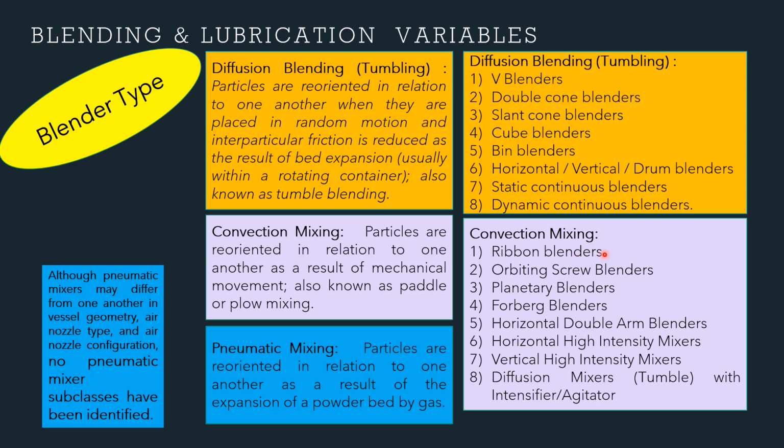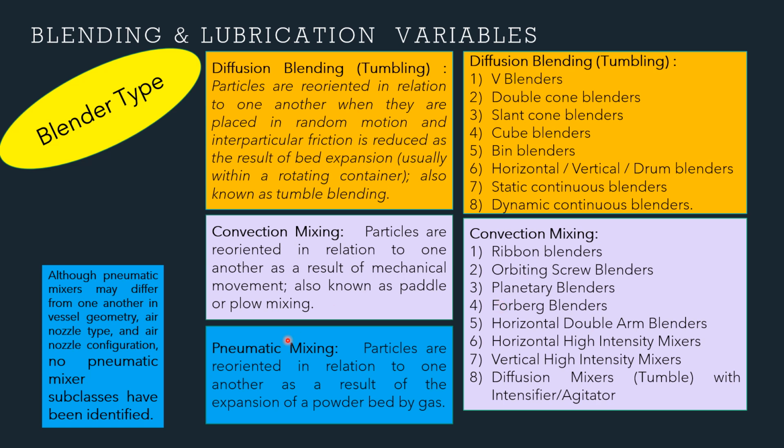Examples are ribbon blender, orbiting screw blender, planetary blender, forberg blender, horizontal double arm blenders, horizontal high intensity mixer, vertical high intensity mixer, diffusion mixer, tumble with intensifier or agitator. If an agitator is there, then it will come under convection mixing. So keep the same blender type.